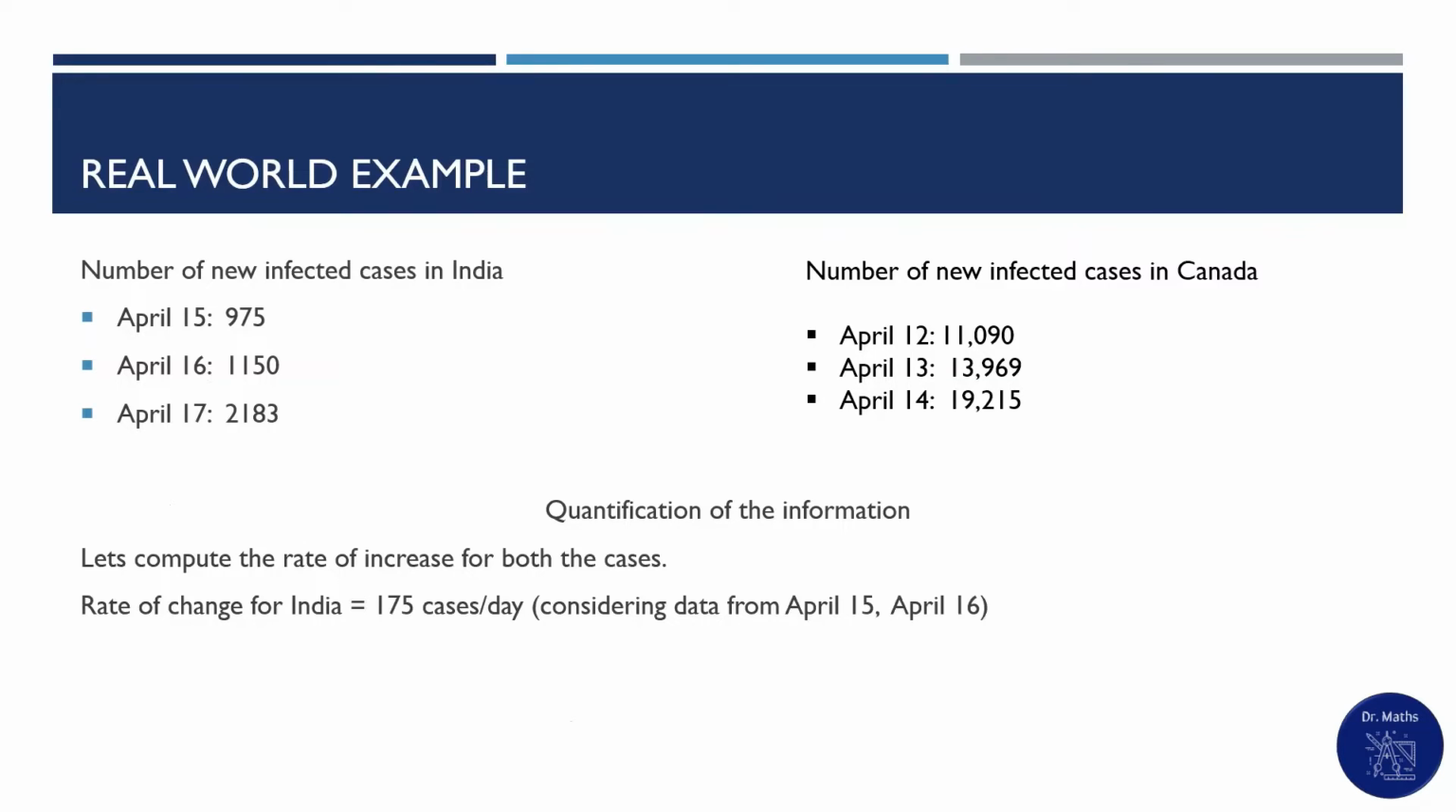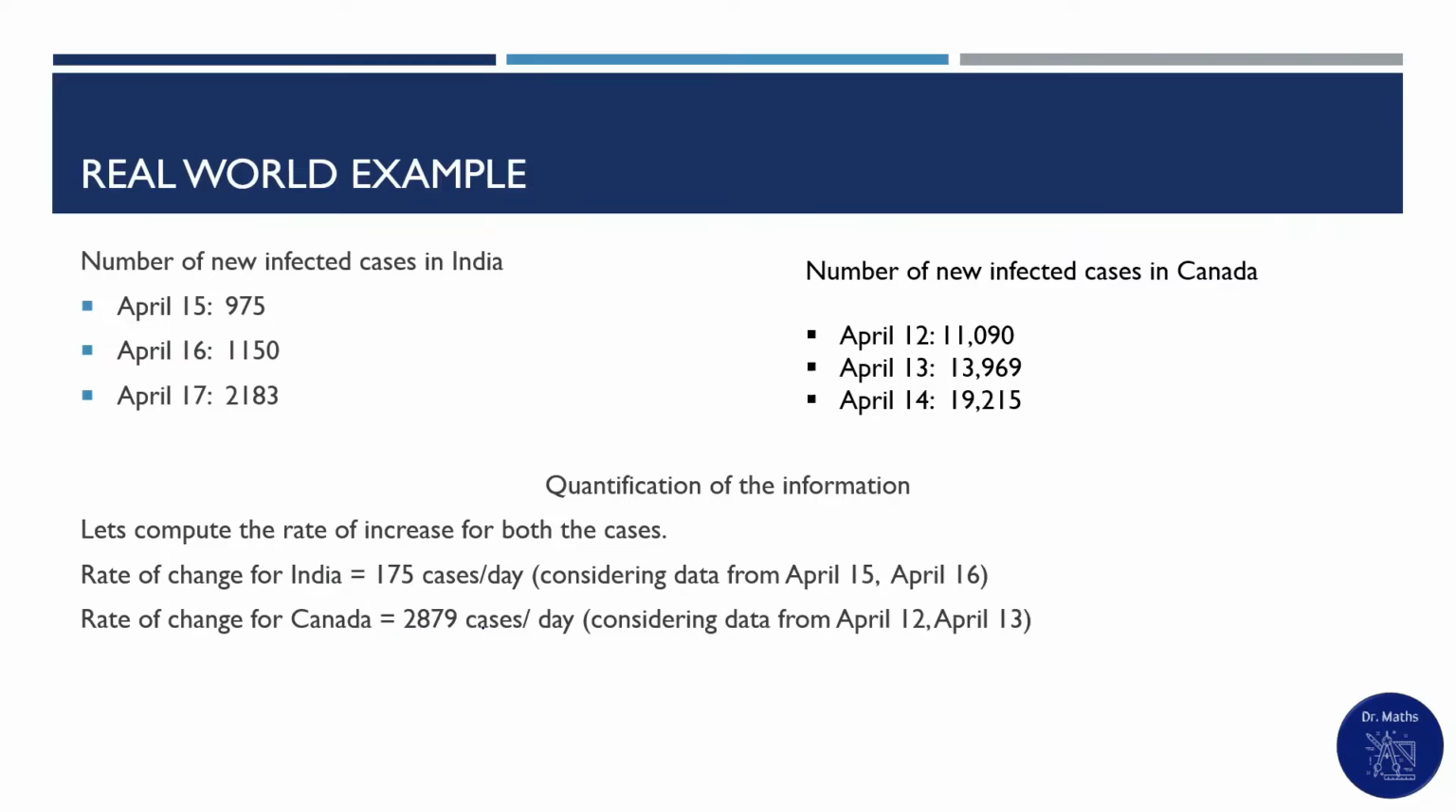So let's compute the rate of increase for both cases. The rate of change for India is 175 cases per day. I have considered these two, and the difference between them is 175. So per unit time, that means per day, how many new cases are appearing? They are 175. And the rate of change for Canada, on the other hand, is 2879 cases per day. What I've done is try to give a better picture of the actual situation. Instead of just looking at the numbers, we are interested in computing their rate of change. The rate of change of anything measurable gives us a better understanding of its scenario or situation.